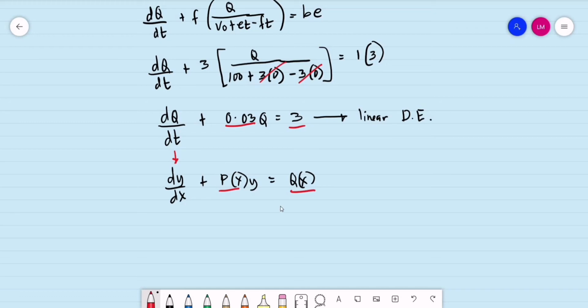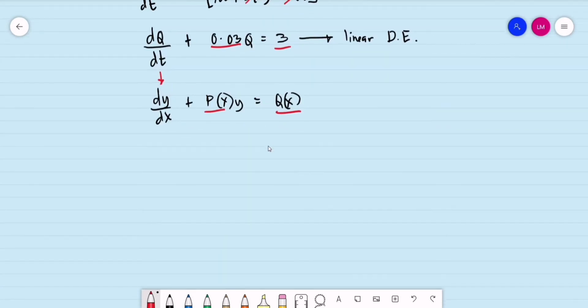So again, for our better understanding, let's say the dq over dt will be our dy over dx. Then the p of x will be the 0.03. Then the q of x will be simply equal to 3.